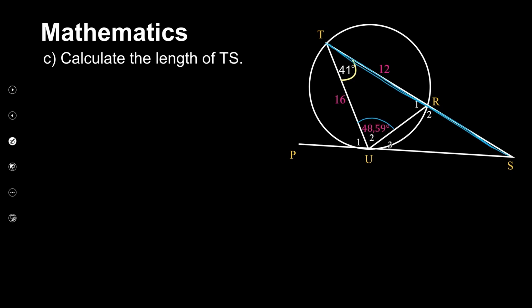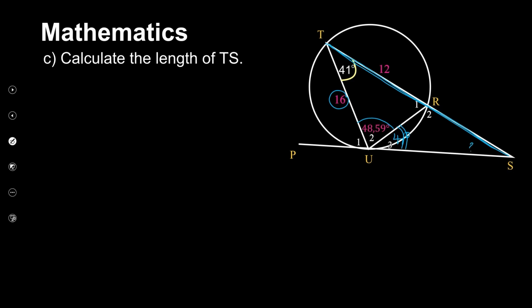Now, in order to find TS, it belongs to the big triangle. We're missing a couple of things, aren't we? So in the big triangle, we've got this side. If we can find these angles in the big triangle, it'll really help us. So now remember again, we said we're going to use some kind of geometry here, and we can already see that this angle, U3, using geometry, has to equal 41. And the reason for that is the tangent chord theorem. So that's 41 degrees.